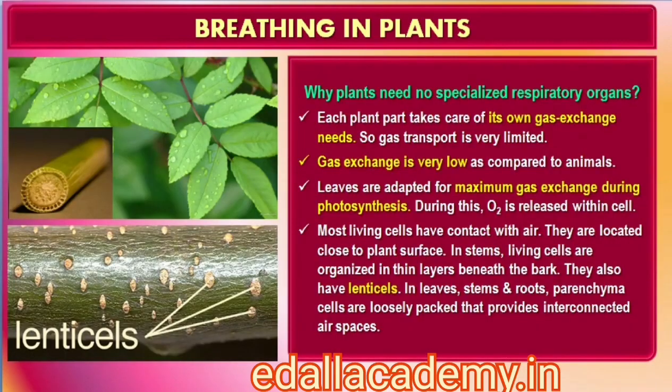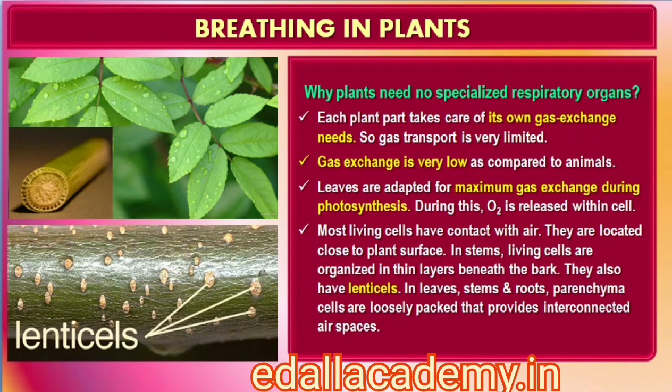There are several reasons why plants can get along without respiratory organs. First, each plant part takes care of its own gas exchange needs. There is very little transport of gases from one plant part to another. Second, plants do not present great demands for gas exchange. Roots, stems, and leaves respire at rates far lower than animals do. Only during photosynthesis are large volumes of gases exchanged, and each leaf is well adapted to take care of its own needs during these periods. When cells photosynthesize, availability of O2 is not a problem in these cells since O2 is released within the cell.